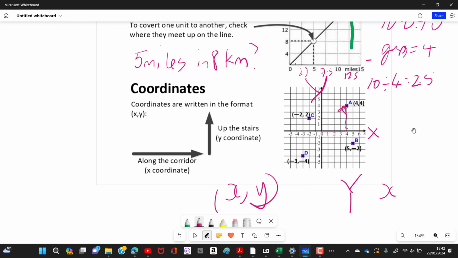Let's do a negative one. So this goes negative. Let's say this one here, D. You go left -3, so it's -3, and then you go down -4 there. Similarly here, with this one, along the corridor you go -2, and then up 2: -2, +2. And this one here, you go along the corridor 5, and then down 2. So 5, -2. Okay, that's the coordinates done, and that's the first part of the video on graphs.